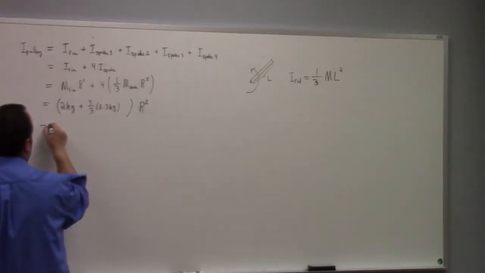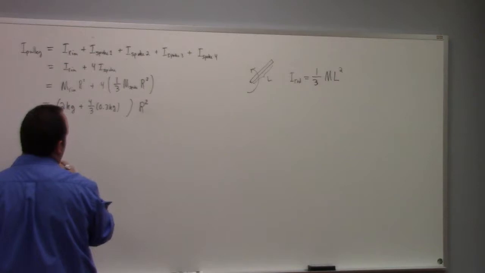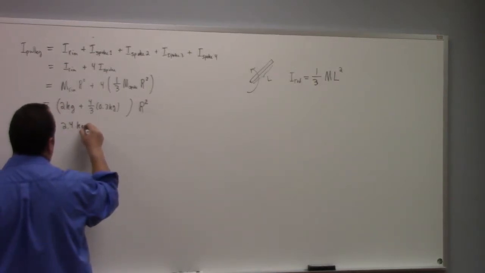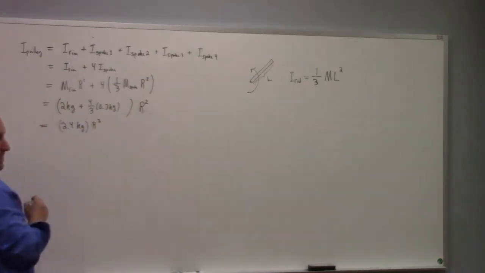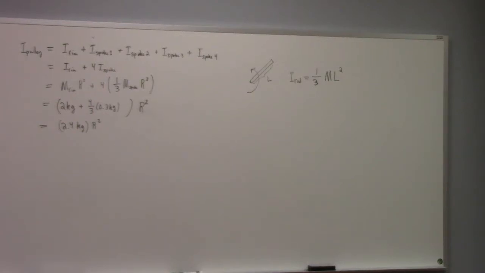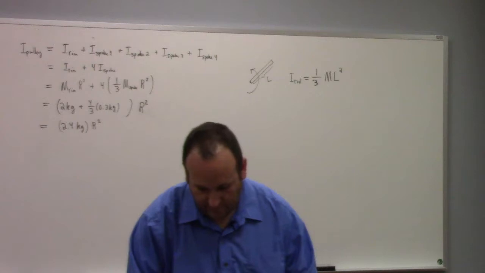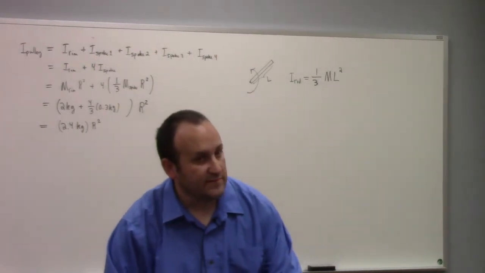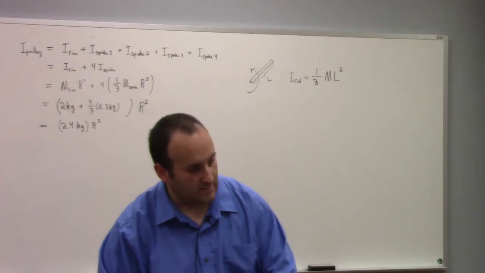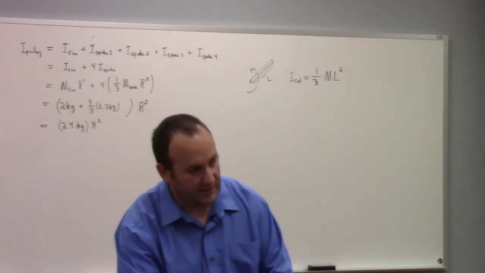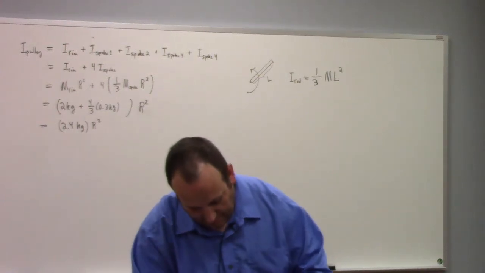So what's this work out to? 2.4 kilograms times r squared, yeah? So we have 2.4 kilograms times r squared over r squared. Those cancel, obviously. And we almost got it. So I think in this example, given the relatively small mass of the pulley, the answer is really not much different than if we neglected it, right? Because the mass of 1 and 2 is pretty big in contrast to the mass of the pulley.